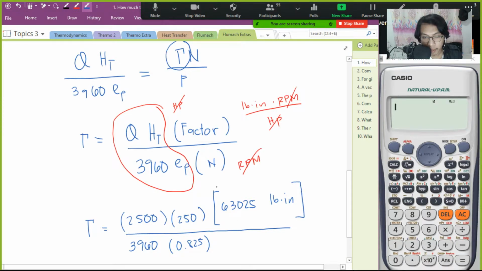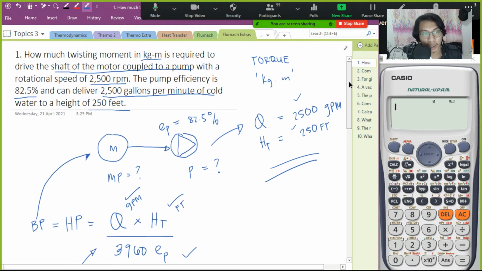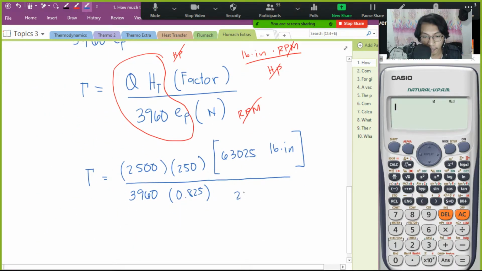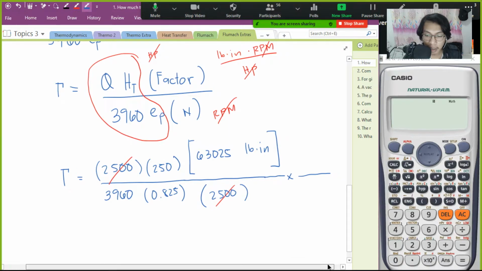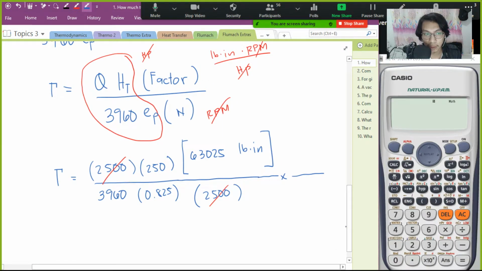Tapos, yung N. Ano bang N na nakalagay dyan? 2,500 RPM. May mga cancel tayo? Yes. This one. This one. Pound inch. Okay? Ang kailangan natin, kilogram meter. Ilang pound per kilogram meter? Pound force. Okay. Sir, ang kabisado ko, sir, yung 2.205 pound tapos 1 kilogram. Pwede na yon. Ano pa, sir? 907, tapos yung 2,000 pounds. Pwede na rin yon. Okay? May hanapin ka pa ba? Wala na.